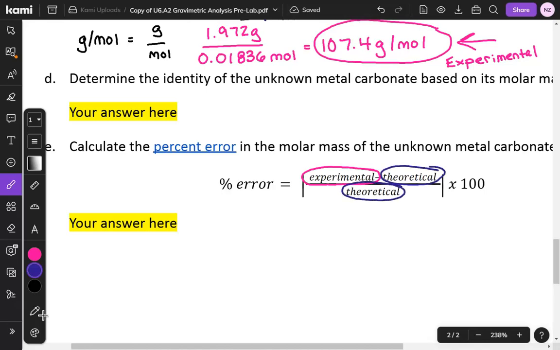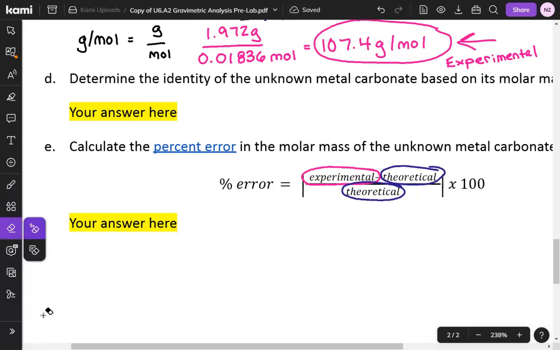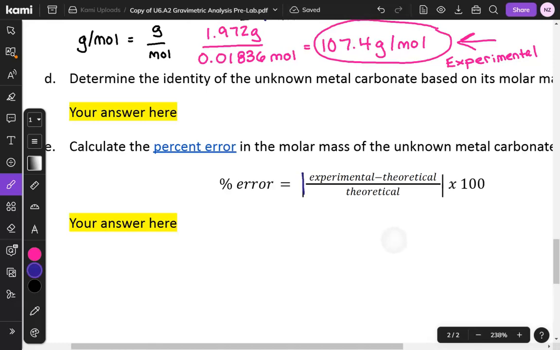Okay, so you're going to find the difference between them, divide by the theoretical, and then the important part is these vertical bars right here mean an absolute value. You're going to take the absolute value, which converts any number to a positive number. So if it's positive, it will be positive. If it's negative, it will be positive. So just eliminate any negative sign in your answer and then multiply by 100.